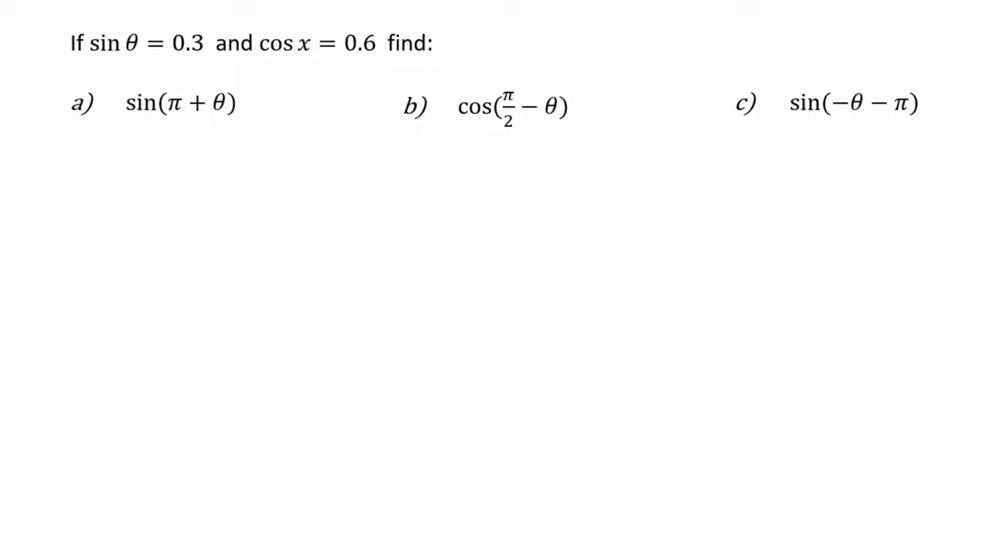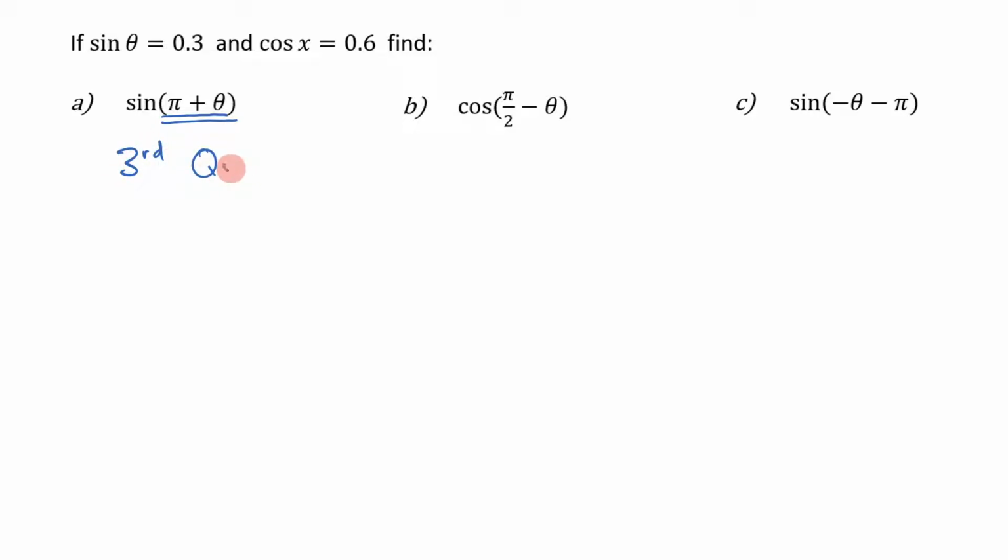We're going to answer this question before us. It says if sine of theta is equal to 0.3 and cos of x is equal to 0.6, find the following. All right, so here we have sine of pi plus theta. If I have pi plus theta, which quadrant am I in? Look at this angle, pi plus an angle. What quadrant am I in? Well, I'm going to be in the third quadrant.